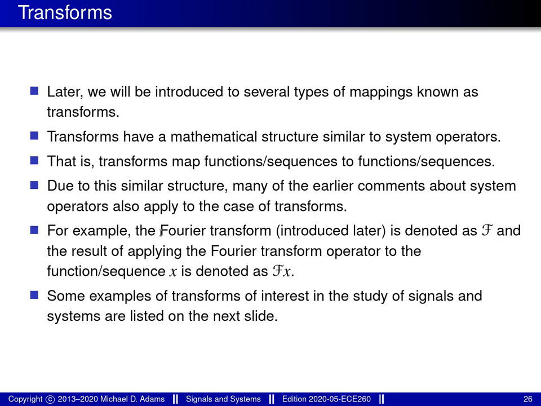For example, later in the course we'll talk about something called the Fourier transform, and this is denoted by the letter f. So this is an operator that can be applied to either a function or a sequence. So if we have a function or sequence x, we can apply this operator f to it, and it turns out in both cases this gives us a function as a result. Anyway, we'll look at the Fourier transform in much more detail later in the course. Some examples of transforms that we consider in the study of signals and systems are listed on the next slide, so I'll make a few comments about them in a moment.